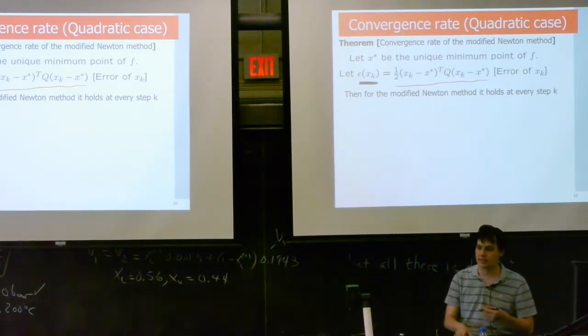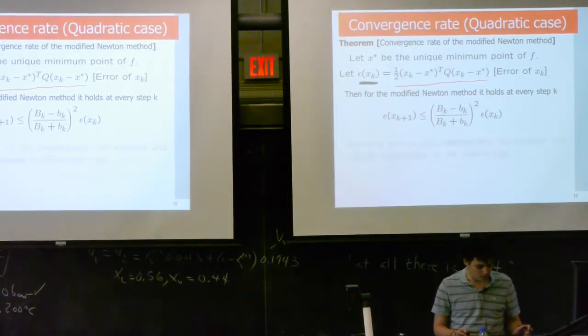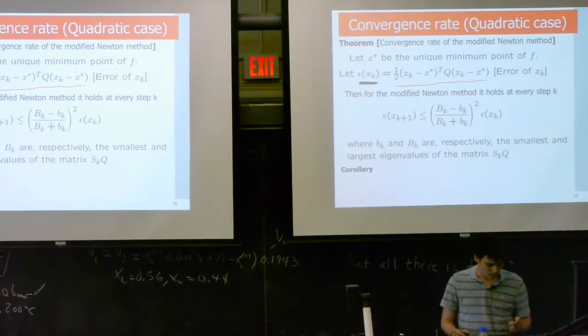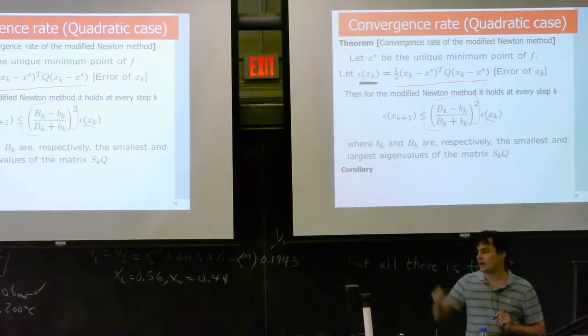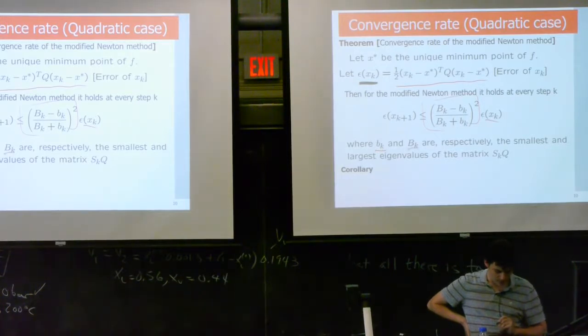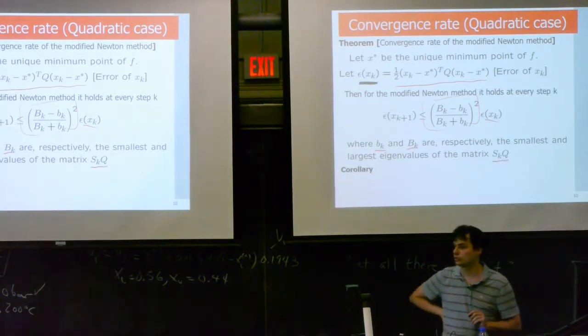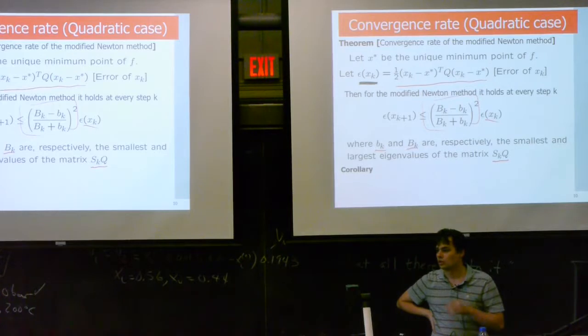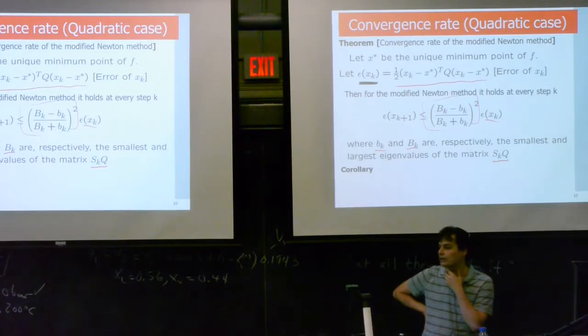This measures how far x_k is from x star. And using this notation, you can prove that the error at point x_{k+1} is less than this expression multiplied by the error in the previous step. And here, lowercase b_k and capital B_k are the smallest and largest eigenvalue of S_k times Q. Okay, so this is a convergence rate result. The question is when this convergence rate is fast.